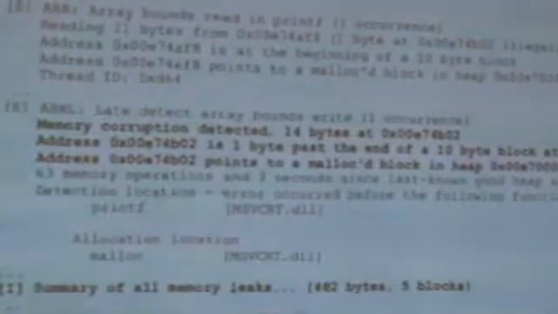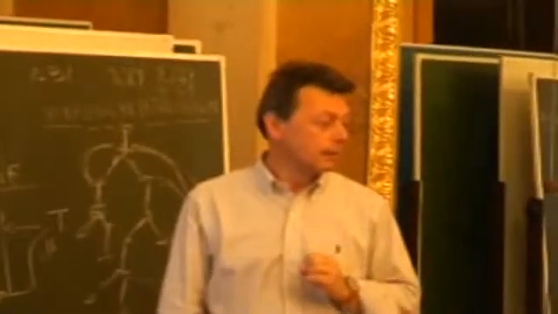Okay? Now, it's not completely intuitive. It's the kind of thing that, once you learn how to read it, is much simpler, but it takes time to learn how to read it. What it actually says is: memory corruption detected. Summary of all memory leaks. So it actually helps you detect the failure, the fault, even if the program does not fail.